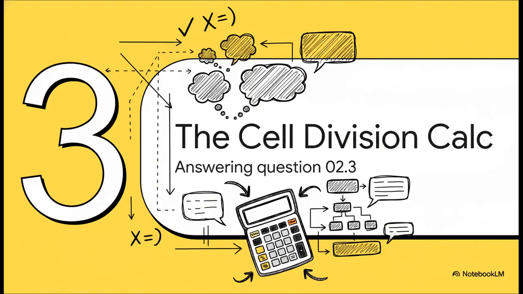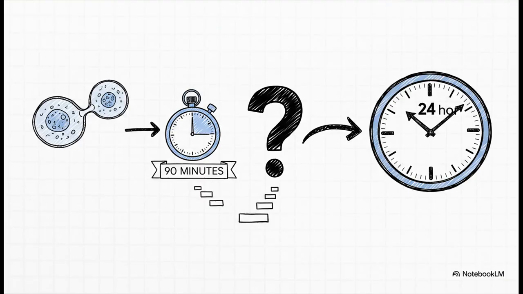Okay. Time to switch gears. We're moving from just remembering facts to actually applying them. Yep, it's a calculation question. And for these, showing your working is absolutely everything. So, here's the puzzle. A fungal cell divides every 90 minutes. The question is, how many times can it do that in a whole day, in 24 hours?